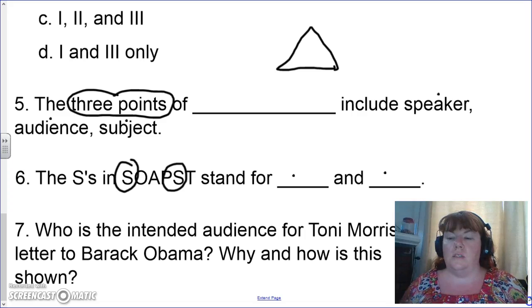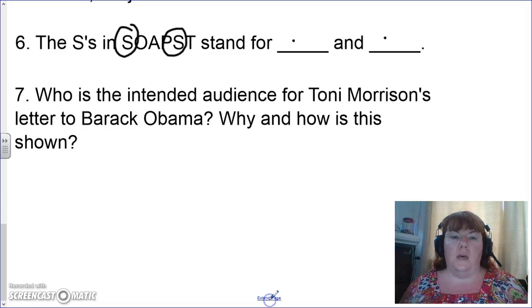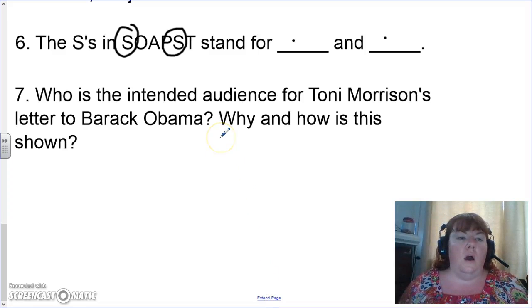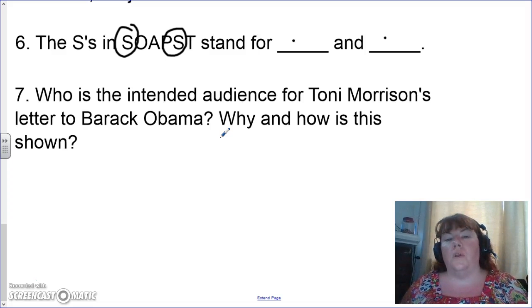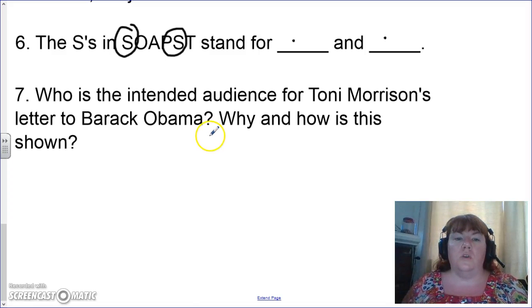the short answer that I'm going to show you. Let me move this up so that we can actually see it better. Who is the intended audience for Toni Morrison's letter to Barack Obama? Why and how is this shown? So these questions are usually going to be worth 3 to 5 points. It's asking for multiple things. That's why there are 2 questions here.